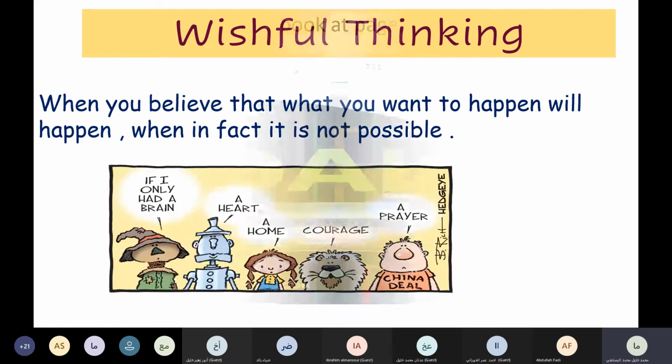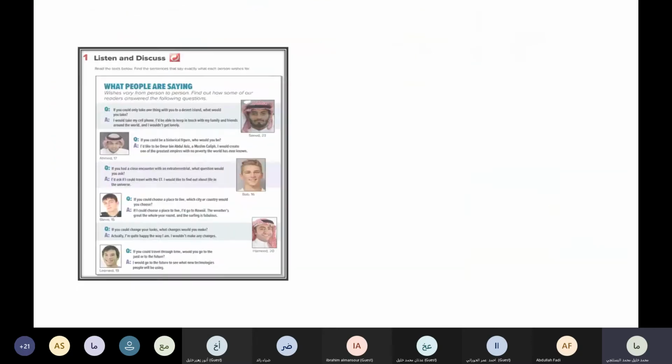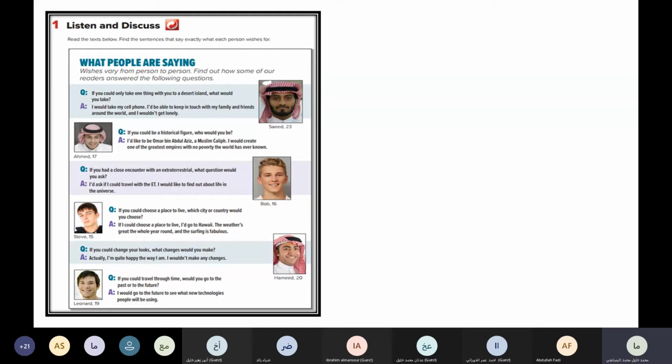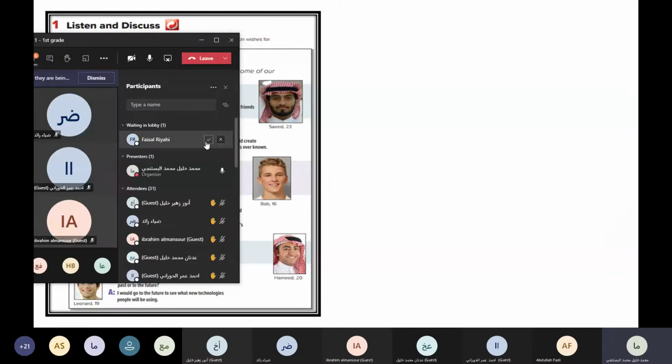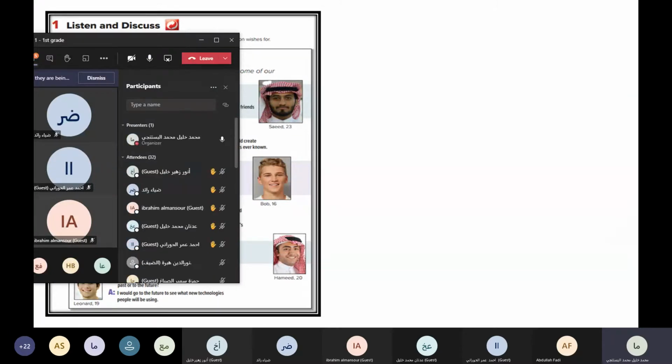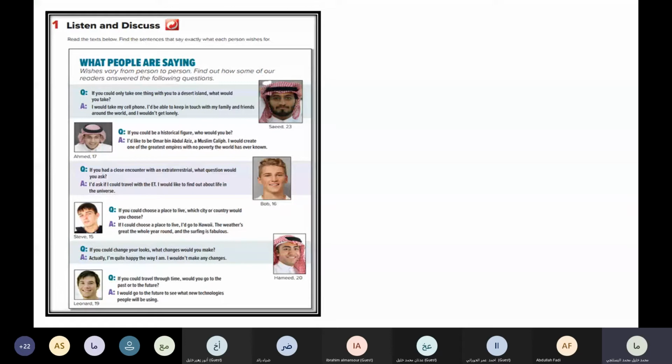Okay. Now look at your books. Here we have some people talking about their wishes. You will realize that their wishes are different from one to another. We are going to read about them, then find the sentences that say exactly what each person wishes. How many people are there? Six. Yes, here we have six people who are going to talk about their wishes. We are going to listen.